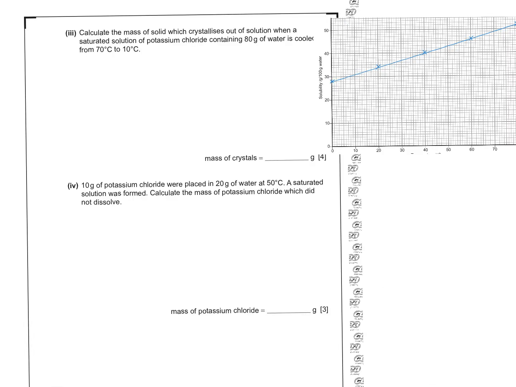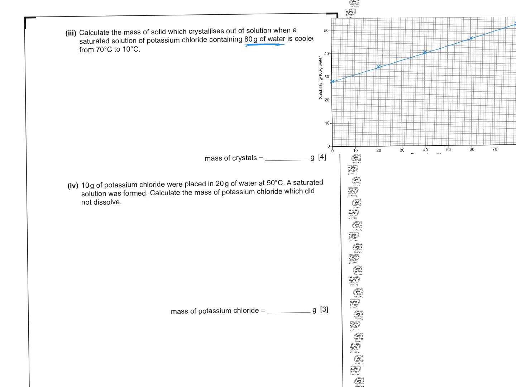Part 3. So here I have to calculate the mass of solid which crystallises out of the solution when the saturated solution of potassium chloride containing 80 grams of water, okay, so this is important here, is cooled from 70 to 10 degrees C. So this line represents the saturated solution. That's the maximum mass required to saturate the solution. Remember, this is grams per 100 grams of water. So you need to work out the values per 100 grams of water first, and then we'll convert it to 80 grams of water. So what I'm going to do is work out the solubility at 70 degrees C and then at 10 degrees C.